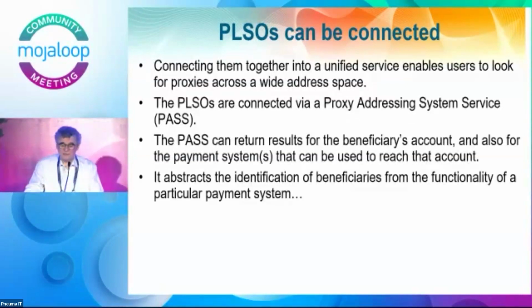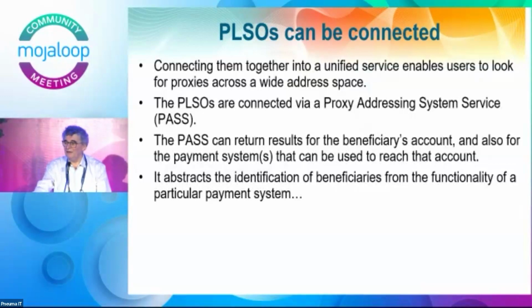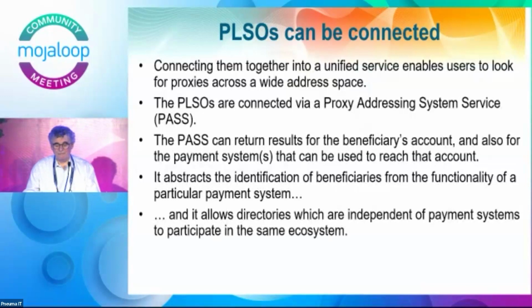And it abstracts the identification of beneficiaries from the functionality of a particular payment system. It means that payment systems and non-payment system directories can function in the same space as each other, and you can get information back from a non-payment system directory, which is just as useful and valuable as the information you would get from a payment system directory. Which is what I just said.